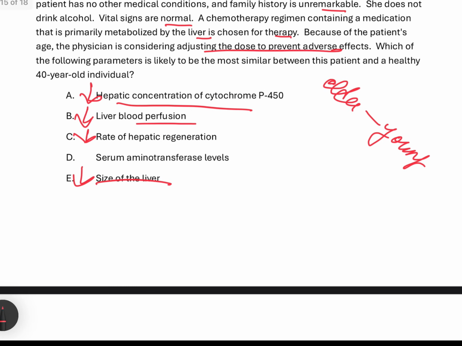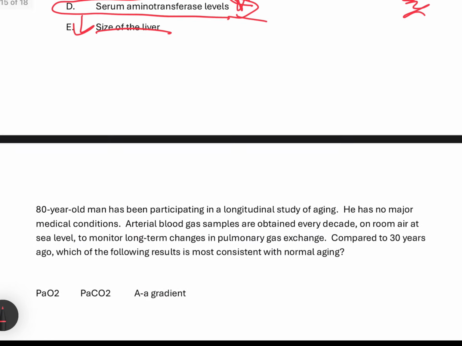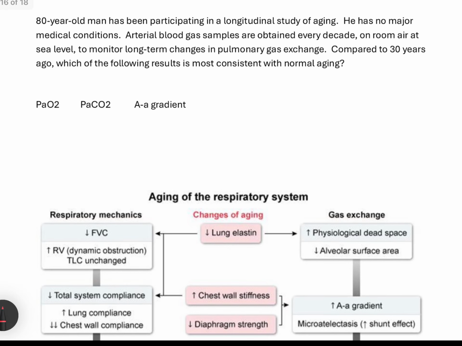But there will be no change in serum aminotransferase level. There will be no change in aminotransferase level, because the number of changes occurring in the liver with aging can affect metabolism. Typically, changes include decreased liver mass, decreased blood flow, decreased cytochrome P450 expression, and reduced hepatic regeneration after injury. However, hepatic aminotransferase levels are unchanged. This is a very important point. Now we move to our next question. The next question is just about respiratory.